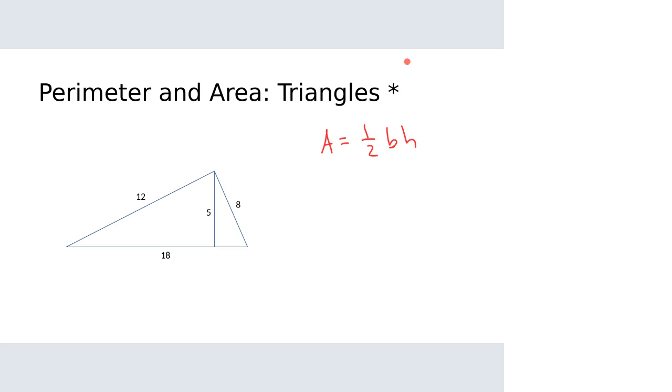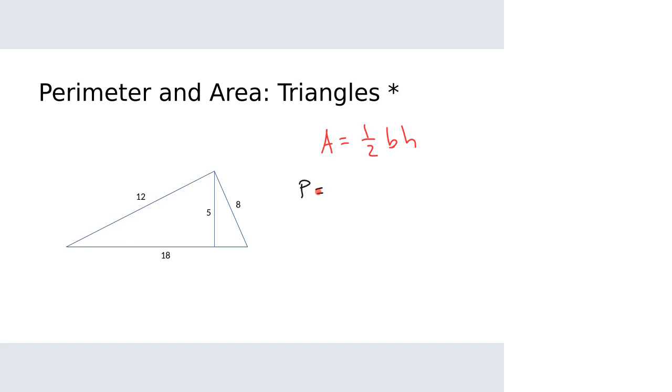So the first thing we're asked to find here is the perimeter. And for the perimeter, we're just going to add up the outside edges. That's it. So that's going to be 12 plus 8 plus 18. Be careful. Because there's a 5 on the screen, we kind of want to include it, but it's not part of the outside edges of my figure. So it's not a part of the perimeter.